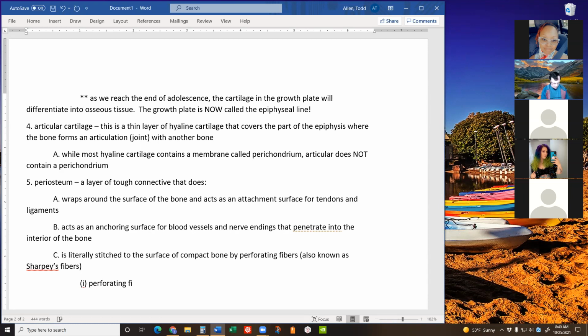Okay, perforating fibers are made of bundles of collagen protein linked together. Hopefully that's not a surprise to you, because as you know, collagen is the most abundant protein in the body. It serves a tremendous structural role throughout the fabric of your body's anatomy. Okay. All right, folks. Any questions right now?